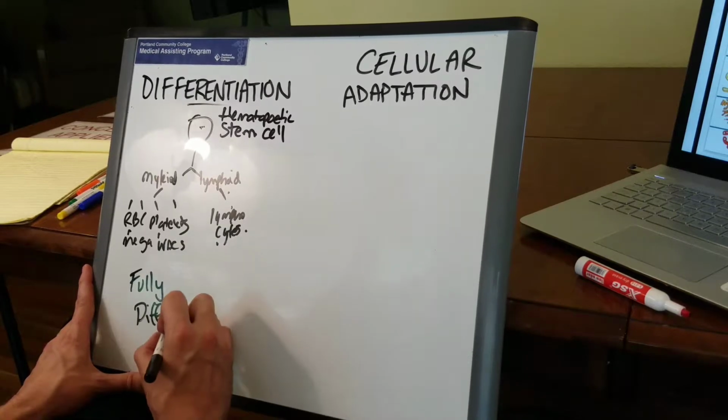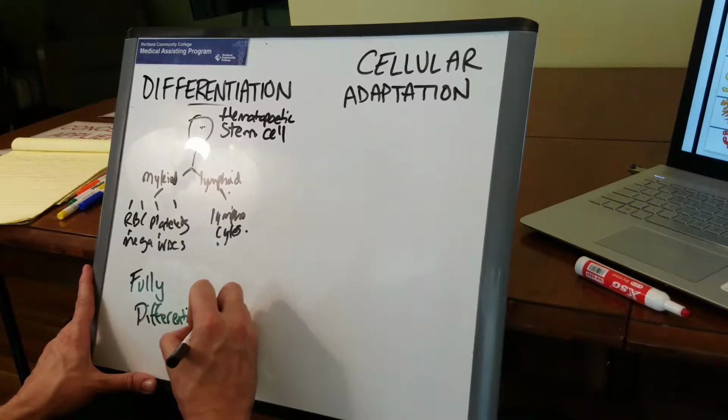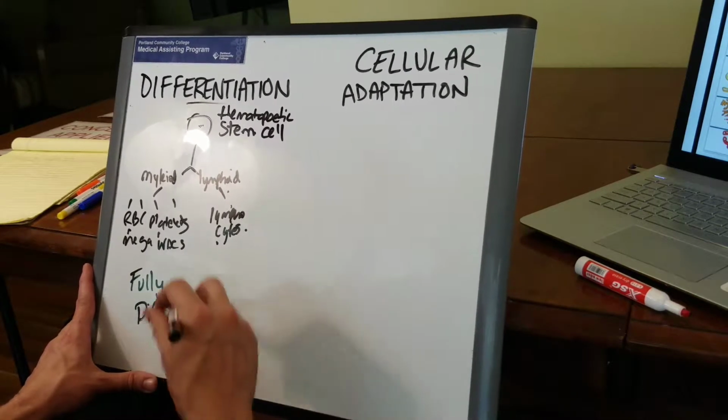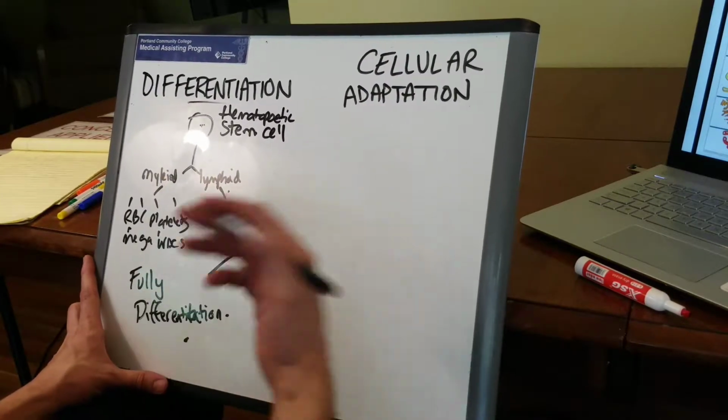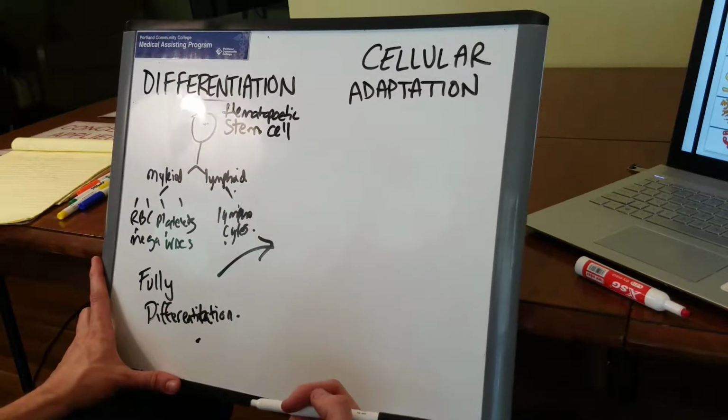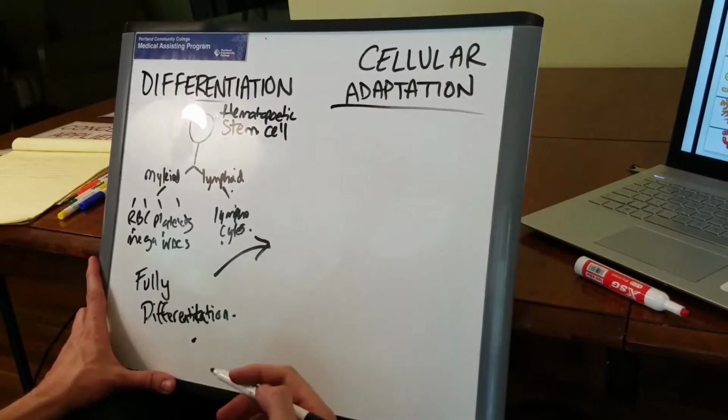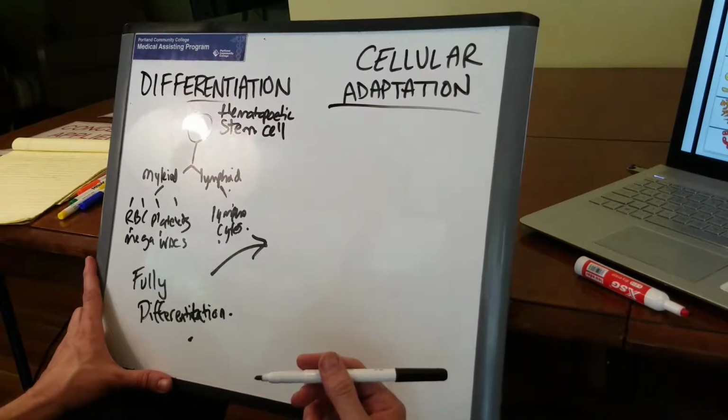I love spelling while I'm talking. All right, so where does it all go wrong, right? As we're getting towards carcinogenesis, we have to take a look at the different phases of cellular adaptation.